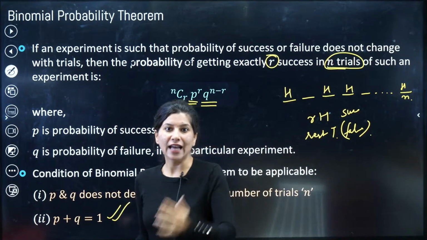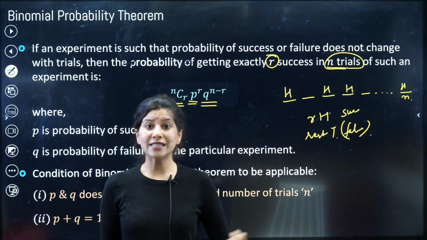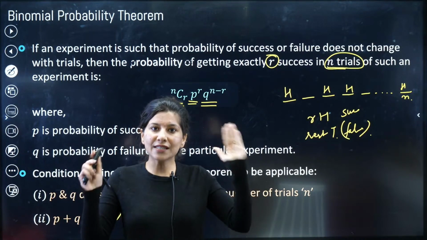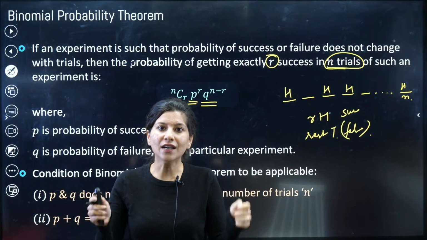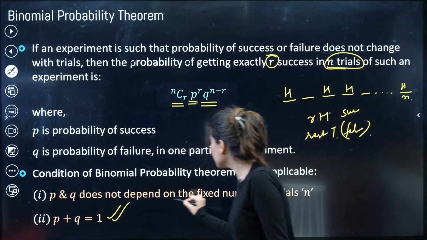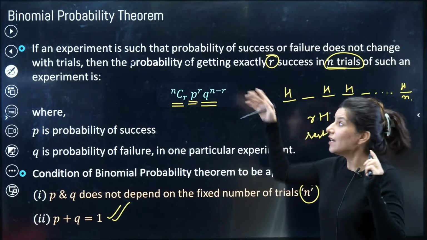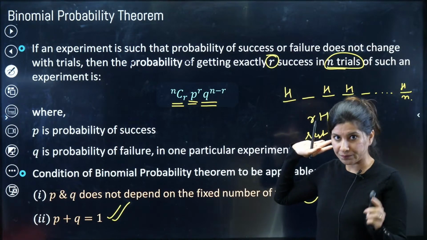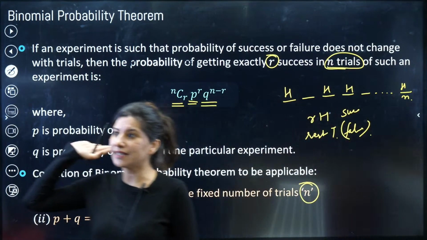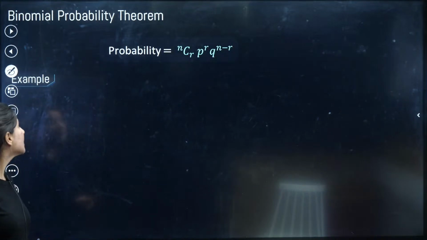Now I tell you that 100 times I am going to toss this coin. The probability of success and failure is actually decided even before we decide how many times we are doing the trial. Please understand, P and Q do not depend upon the fixed number of trials. It is pre-decided, predefined. So this is the probability of getting exactly R successes.